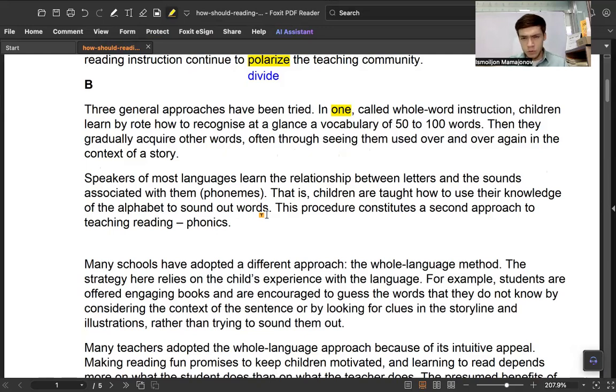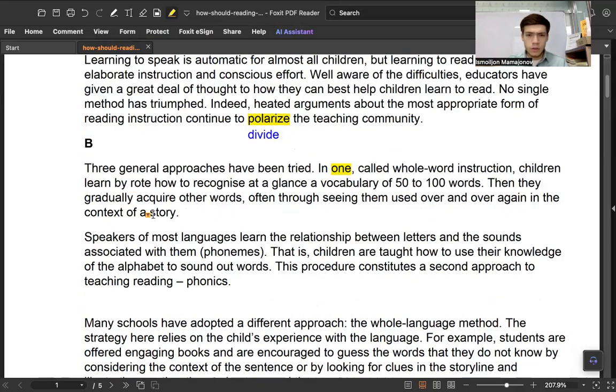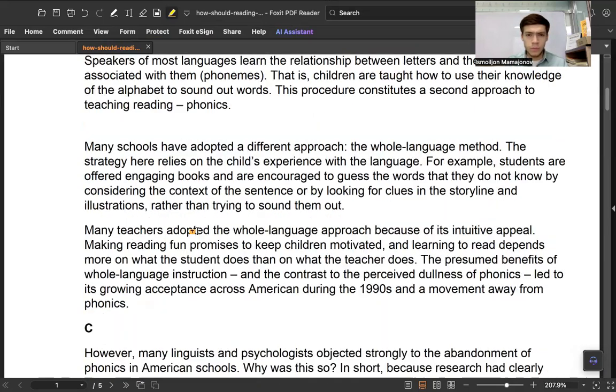This procedure constitutes a second approach to teaching reading, phonics. Now, many schools have a different approach. The whole language method. Okay, this is the second method. That's what's interesting. The strategy here relies on the children's experience with the language.